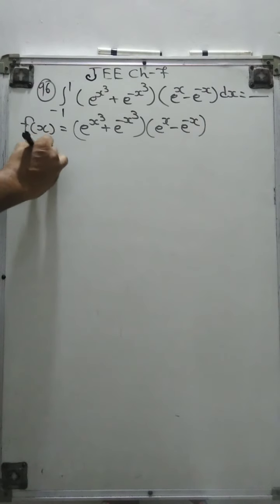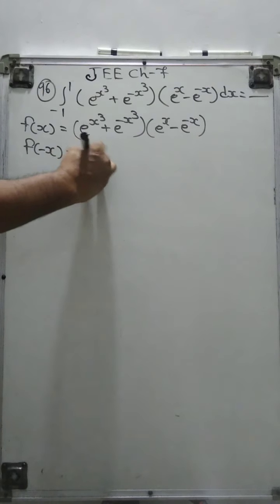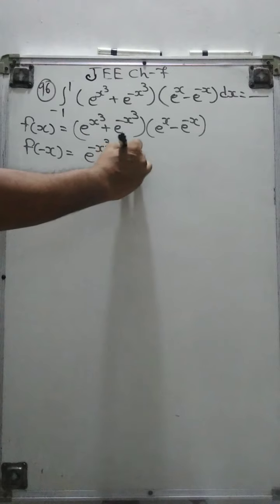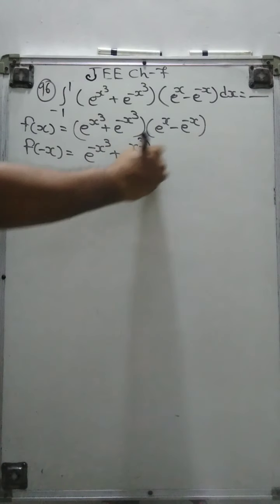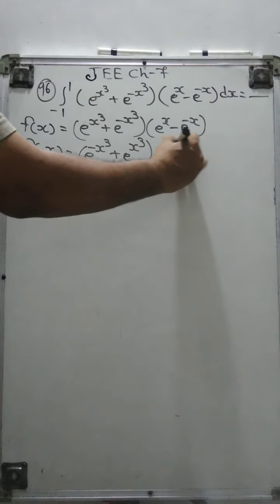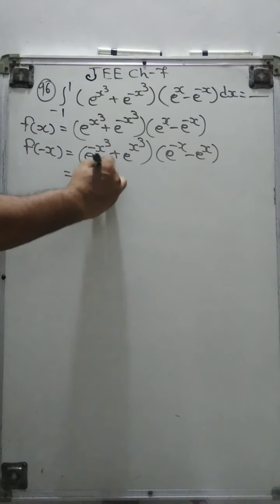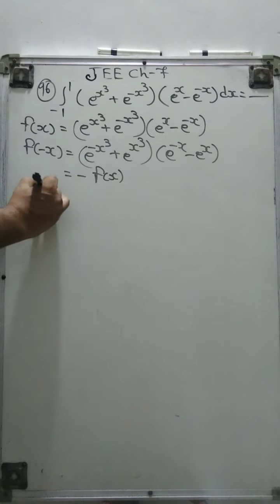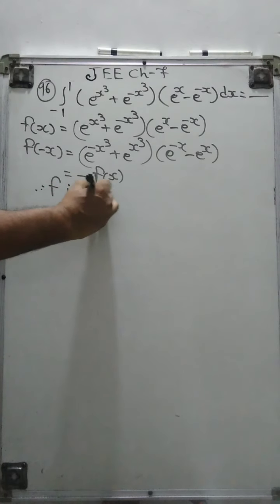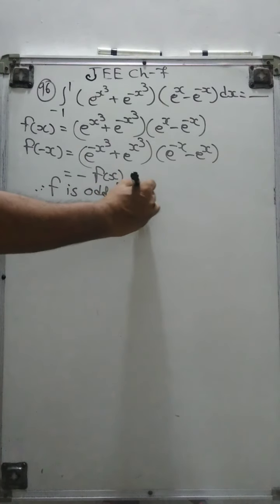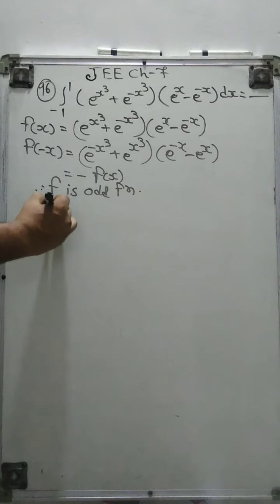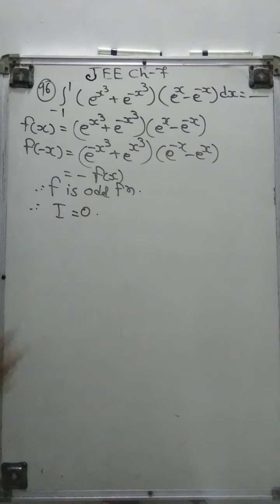Now we replace x by minus x, we get e raised to minus x cube plus e raised to x cube, e raised to minus x minus e raised to x. So it is minus f(x). So therefore f is an odd function and therefore I equals 0. Right? So here the answer of this will be 0. Okay. Then we go for the next one.